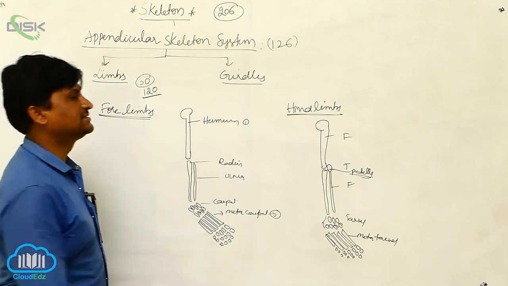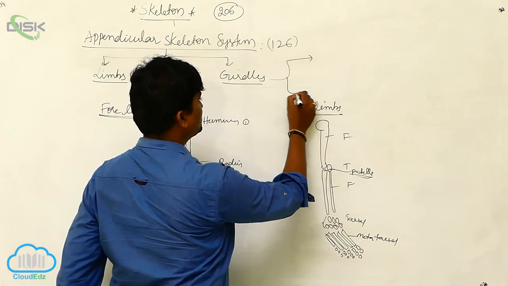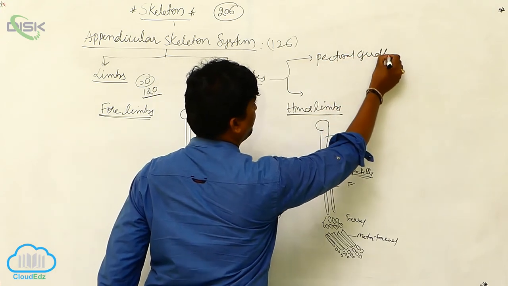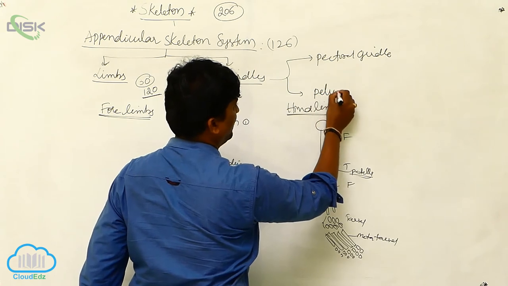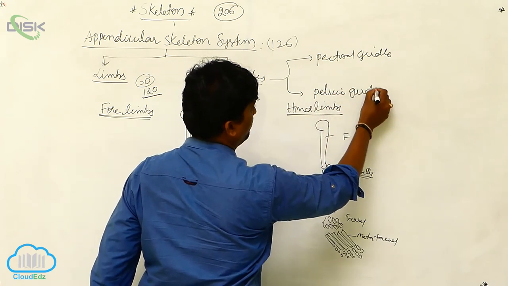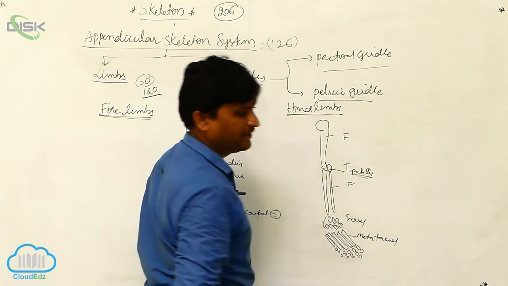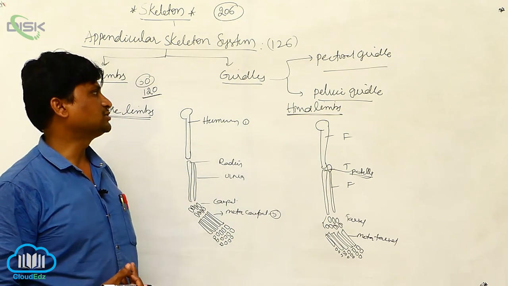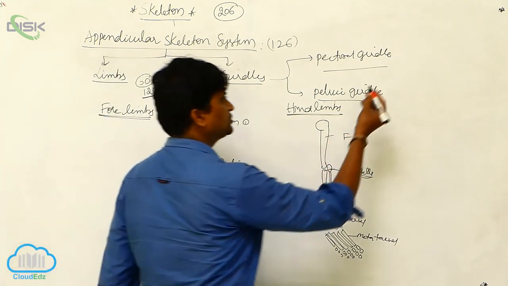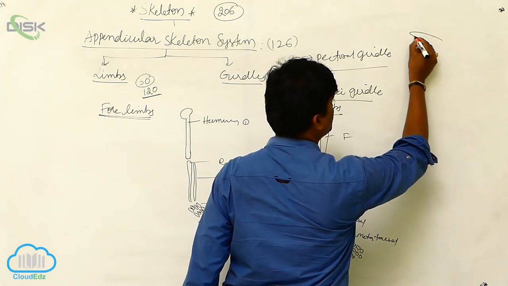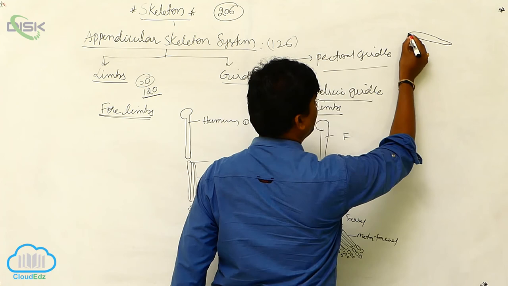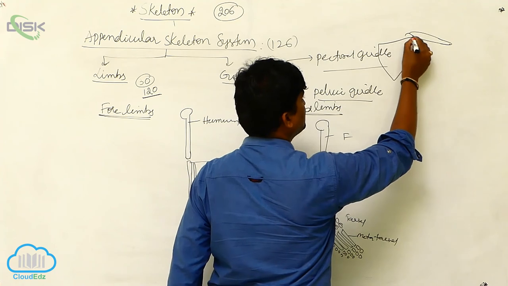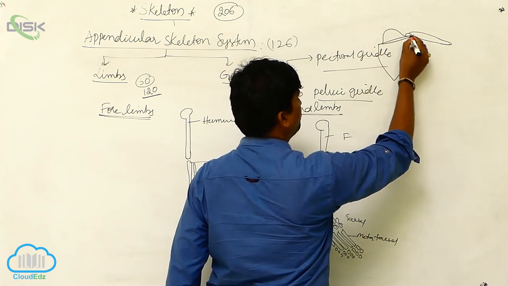Next we go to the girdles. Basically we are seeing 2 girdles. One is the pectoral girdle and the second one is the pelvic girdle. The pectoral girdle is formed by 2 bones. One is the collar bone, the clavicle. The other is the scapula, which has a triangular shape.